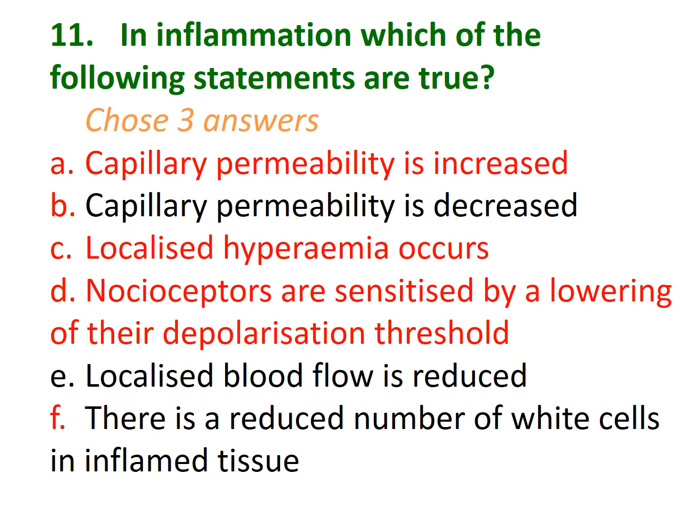So as we can see from the hyperaemia, it's simply wrong to say that localised blood flow is reduced. And the last one, relating to the number of white cells in inflamed tissue, well, there's an increased number of white cells in inflamed tissue, so it's completely wrong to say there's a reduced number of white cells, because we need the white cells to phagocytose and coordinate the wound healing process.